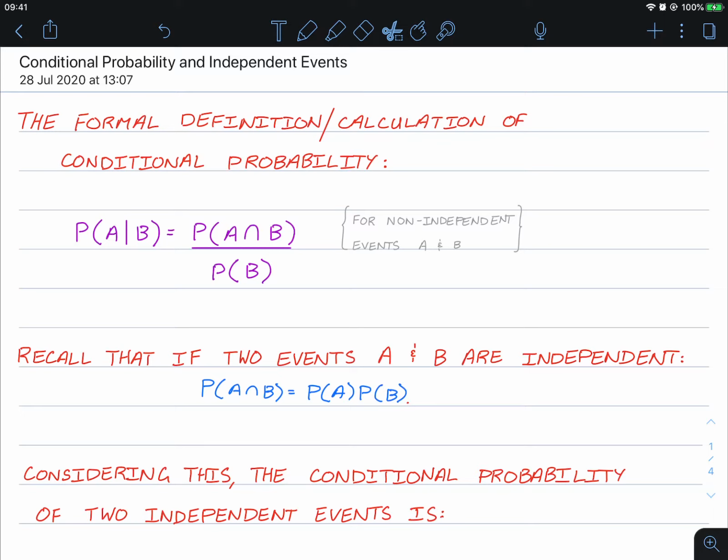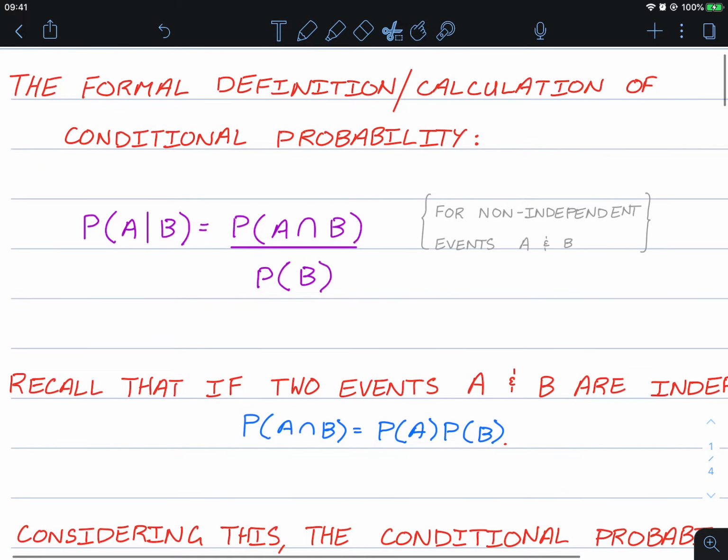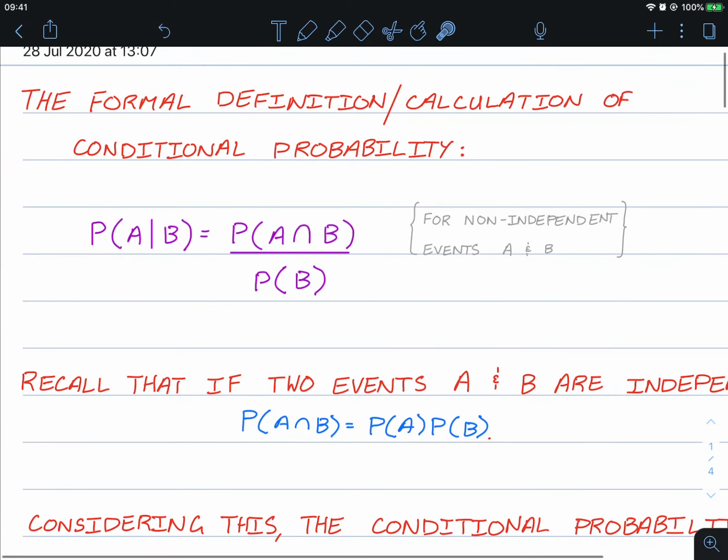Hello class, this is a continuation on conditional probability and independent events. The formal definition or calculation of conditional probability is: the probability of A given B is the probability of the intersection of A and B divided by the probability of B. And this is for non-independent events.